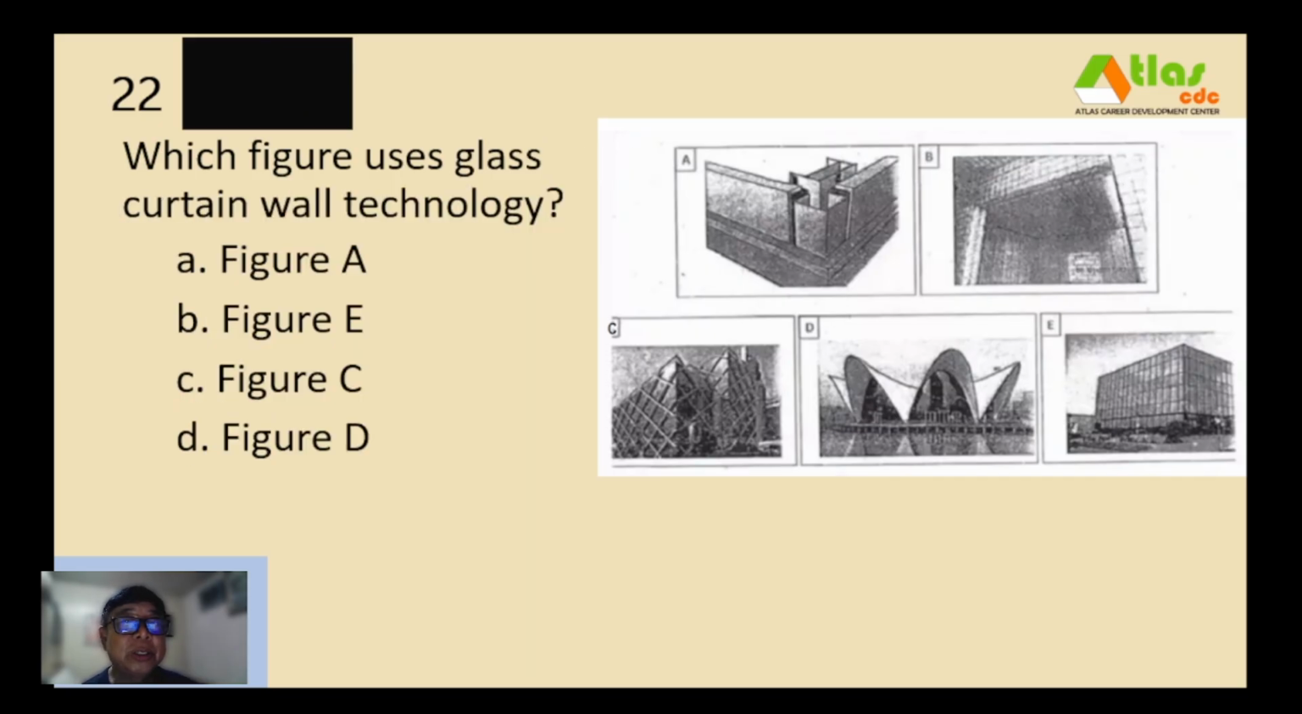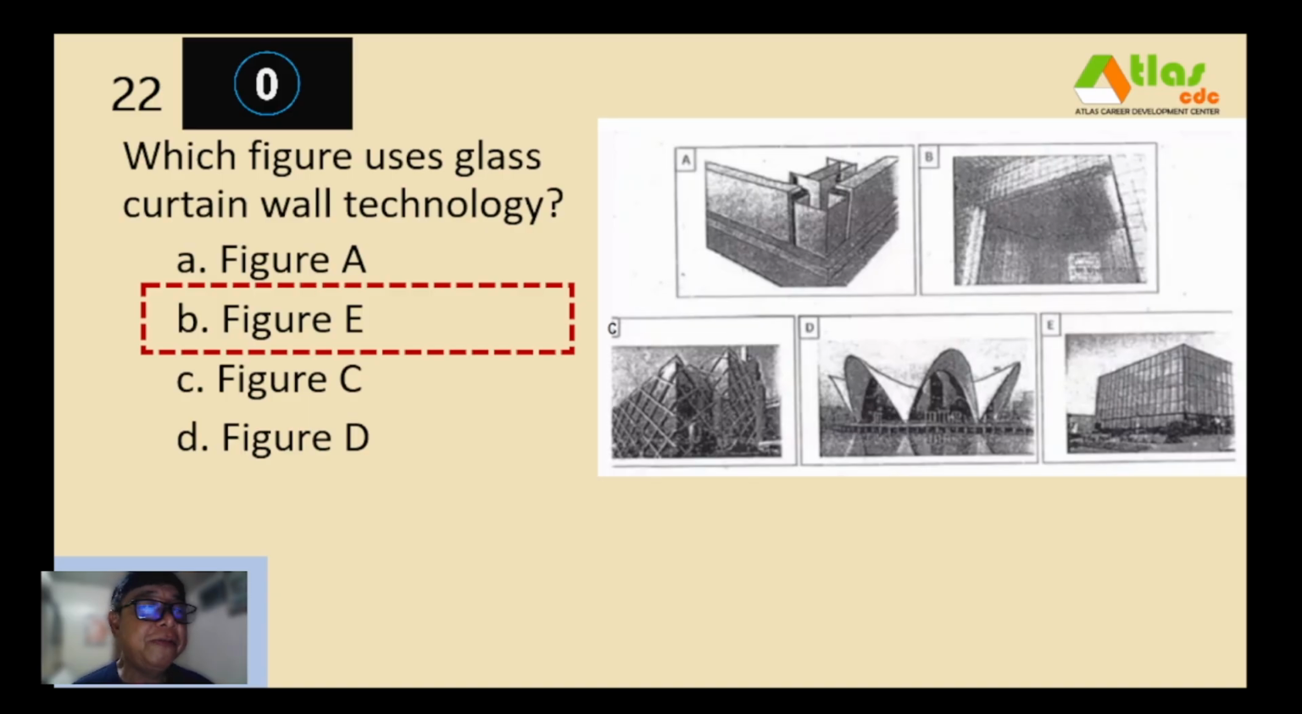So question number 22, which figure uses glass curtain wall technology? Letter A, figure A. Letter B, figure E. Letter C, figure C. And letter D, figure D. 10 seconds. And our correct answer is letter B, figure E. So ito bale.